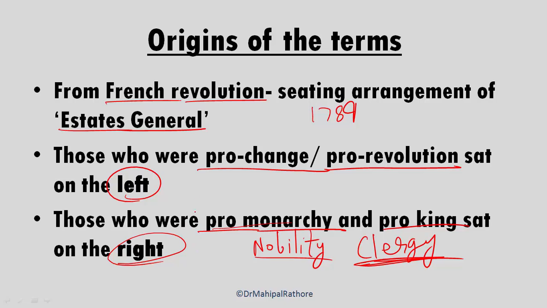So from that time onwards, it was commonly called left and right wing. Anyone who was pro-change or pro-revolution was called left wing, and anyone who was pro-monarchy, who did not want any change in the setup that was going on, meaning they wanted the status quo, they wanted things to go on as they are, was called right wing. So this is the origin of these terms.